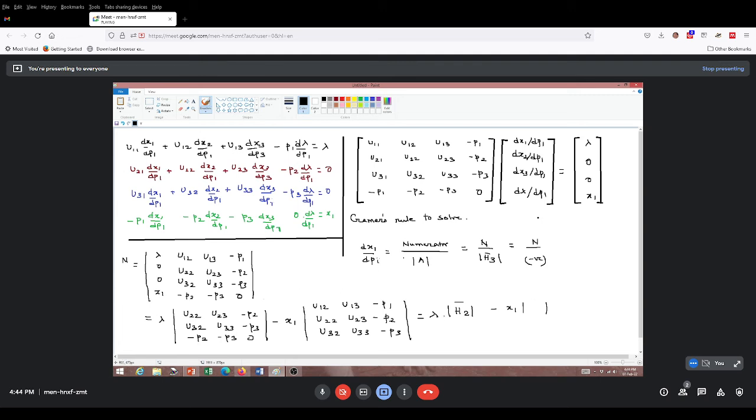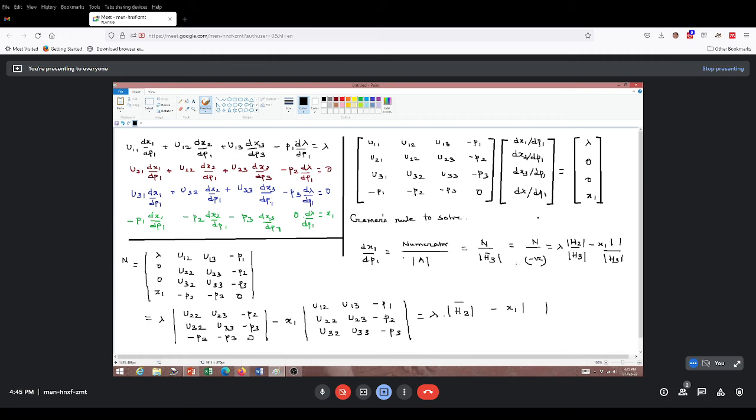Okay, so remember that in this numerator we have dx1 by dP1, so the numerator comprises this term. So what we have is a term like this, minus lambda, this is H2 and this is H3, minus x1, you have the unknown matrix. I have not named this, given any name.